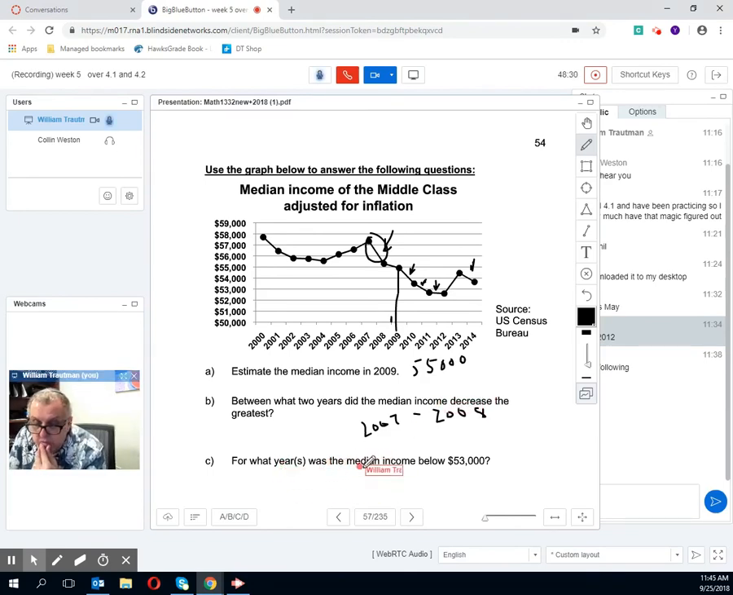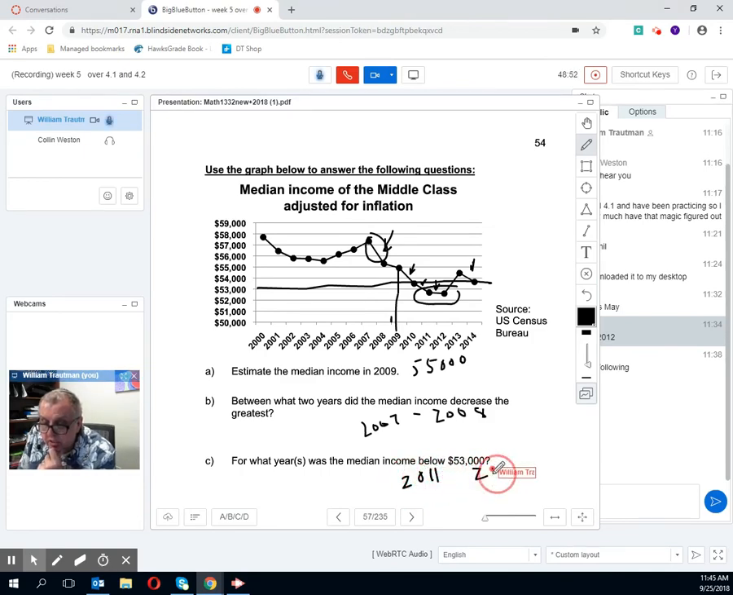For what year was the median income below 53,000? 53,000 is here. So the median incomes below that are these two right here, in 2011 and 2012. And that's all I had on that.